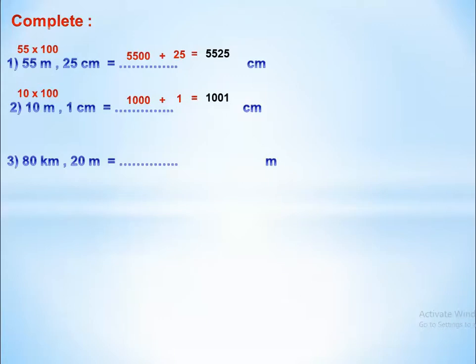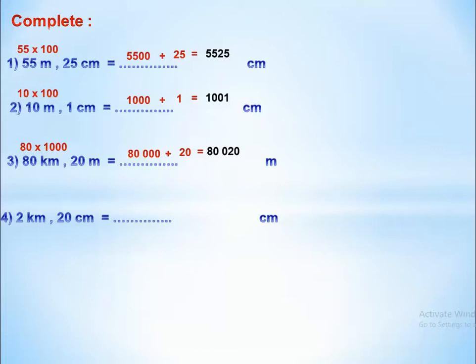80 kilometer and 20 meter equal how many meter? We know that to convert from kilometer to meter, we are going to multiply by 1,000. It will be 80 times 1,000. We are going to put the 4 zeros we have, and 8 times 1 equal 8. So it will be 80,000 plus 20. So it will be 80,020.